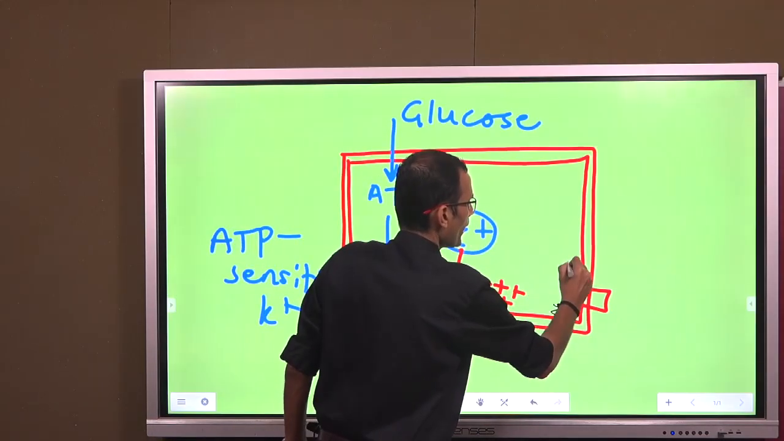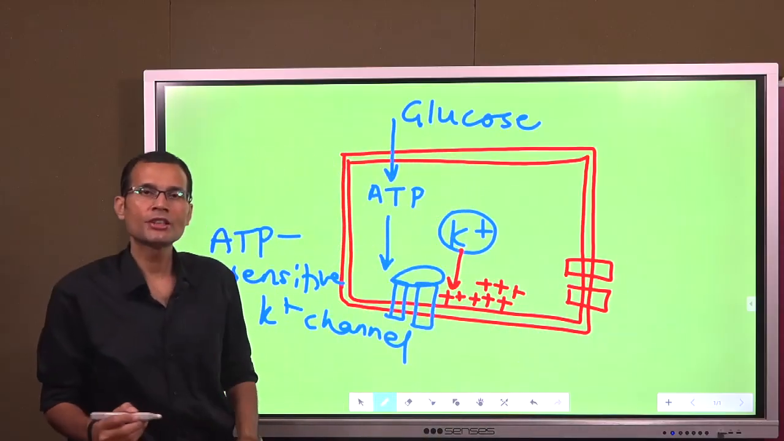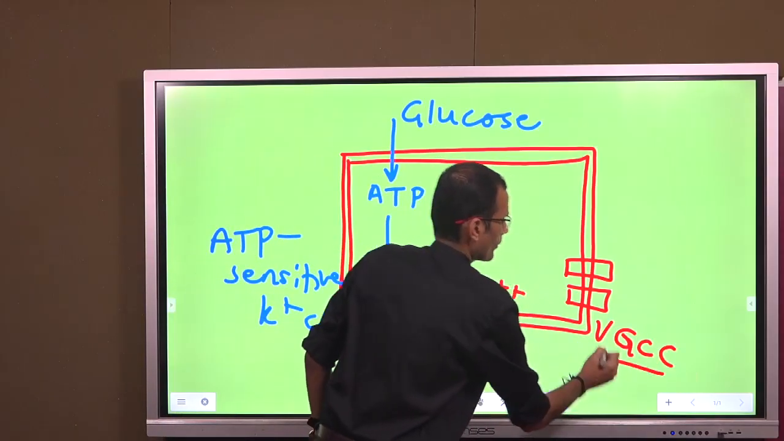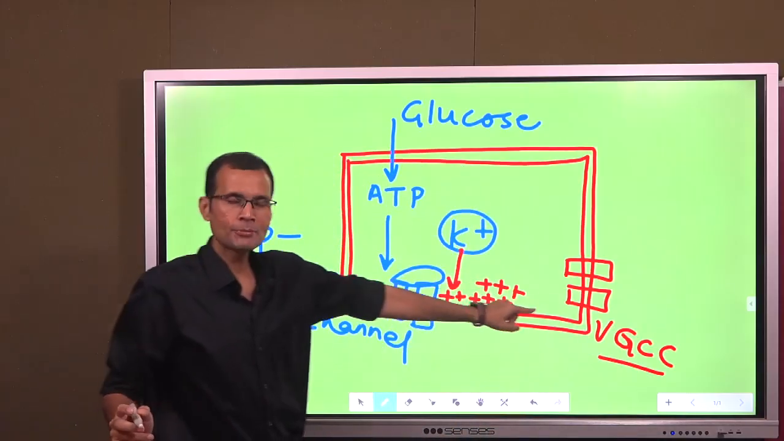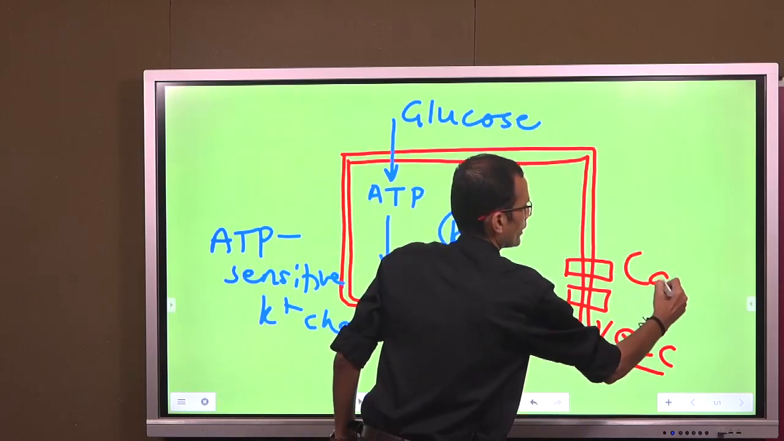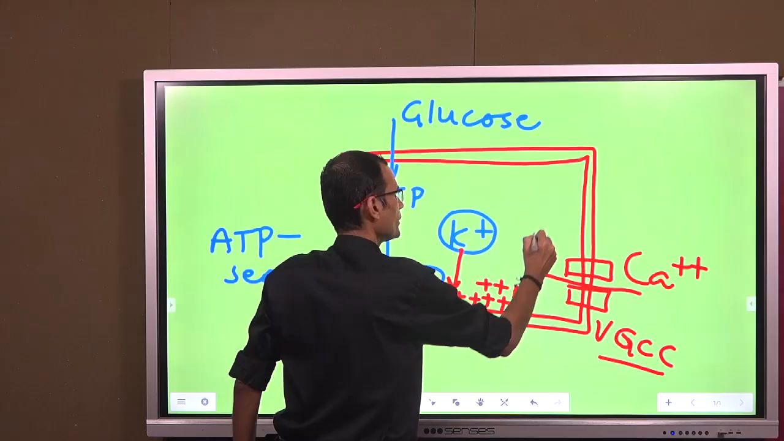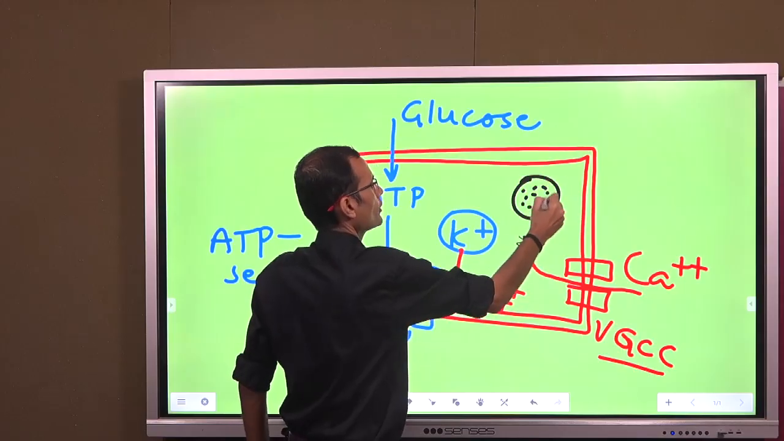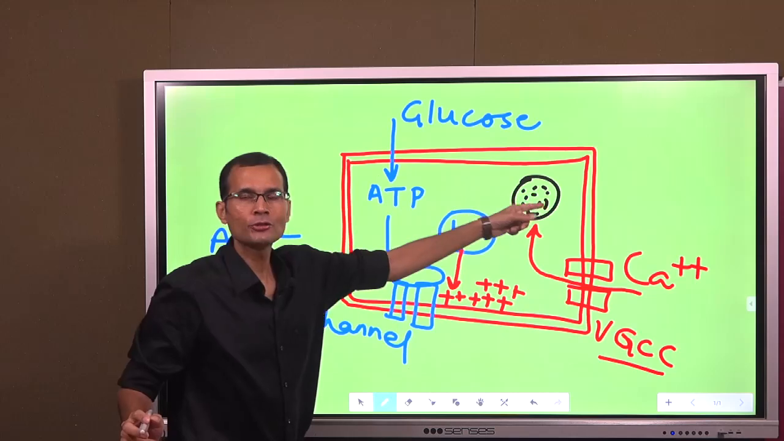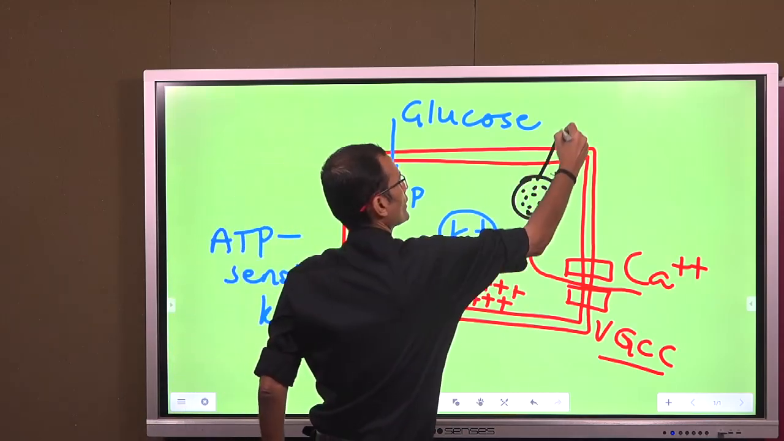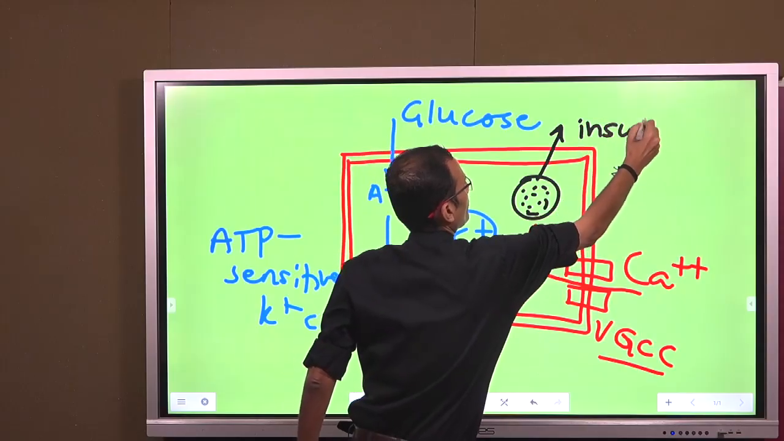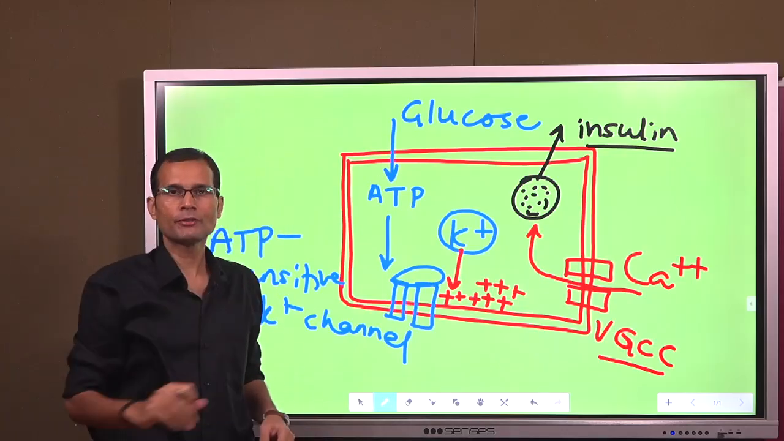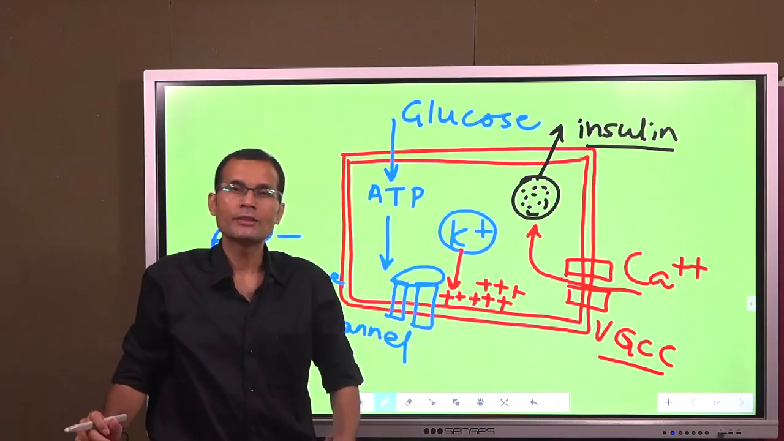This will be sensed by another channel, which is the voltage gated calcium channel. The voltage gated calcium channel will open, calcium will enter the cell, and finally it will cause release of insulin by exocytosis. Insulin will be released by the beta cell. This is the sequence of events in the insulin release, right?